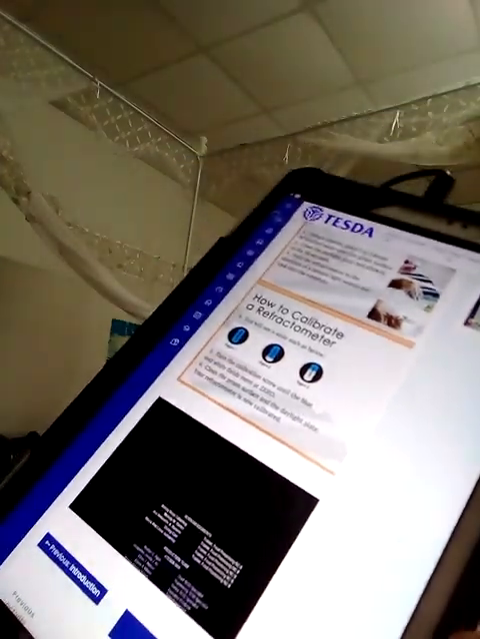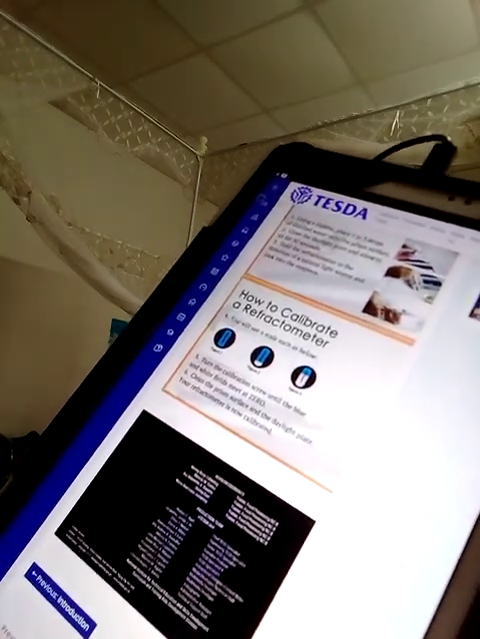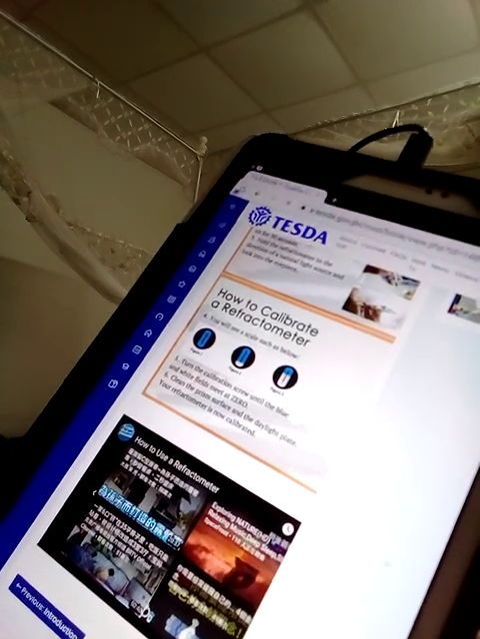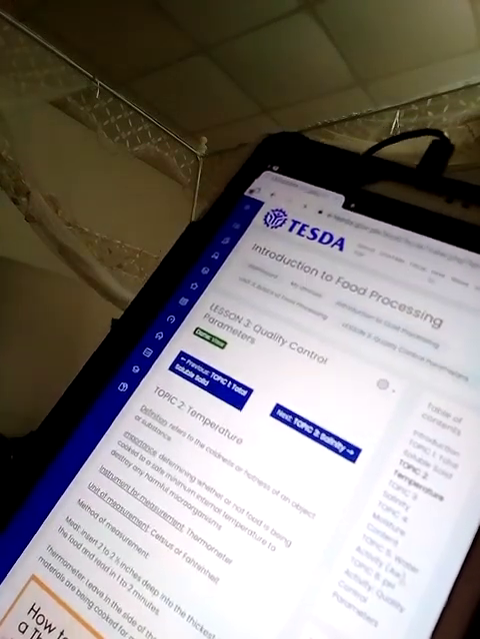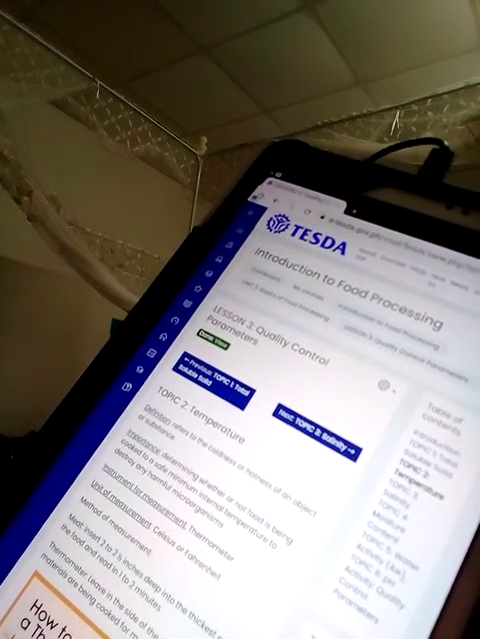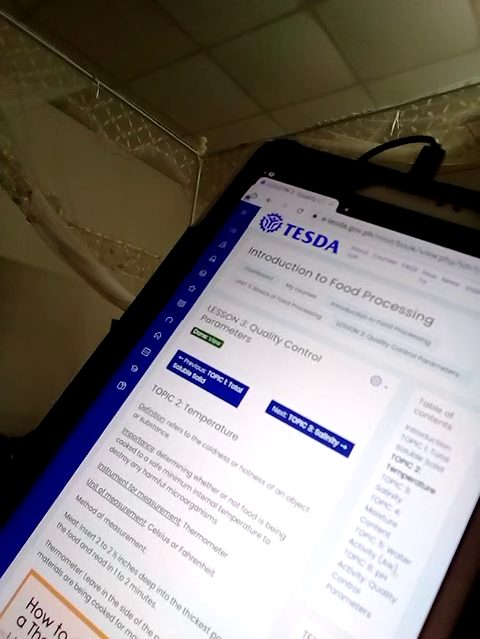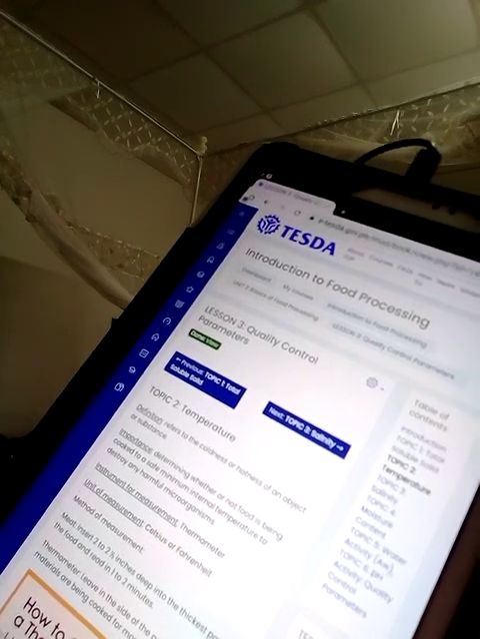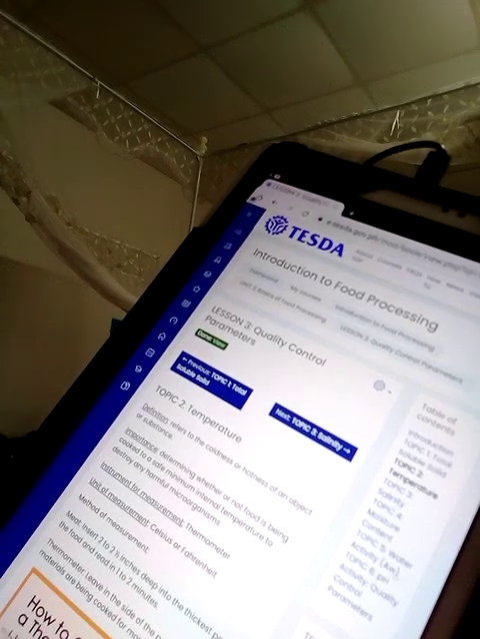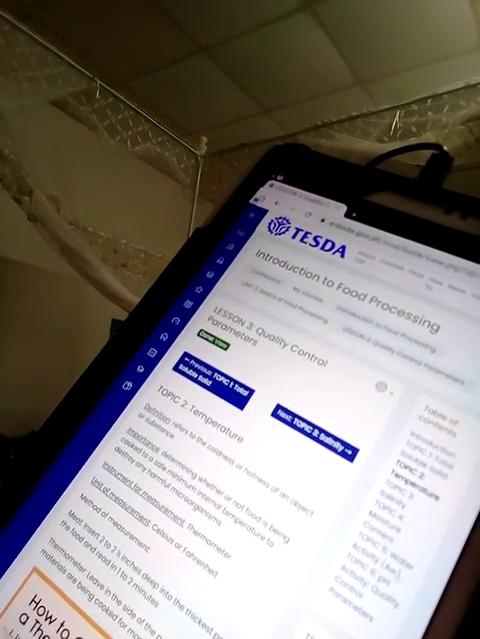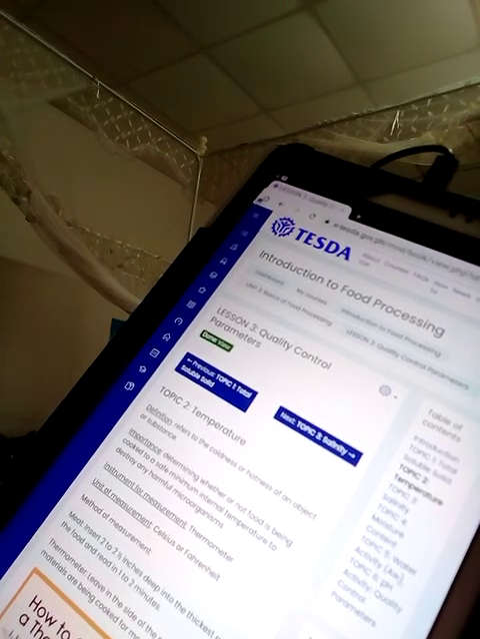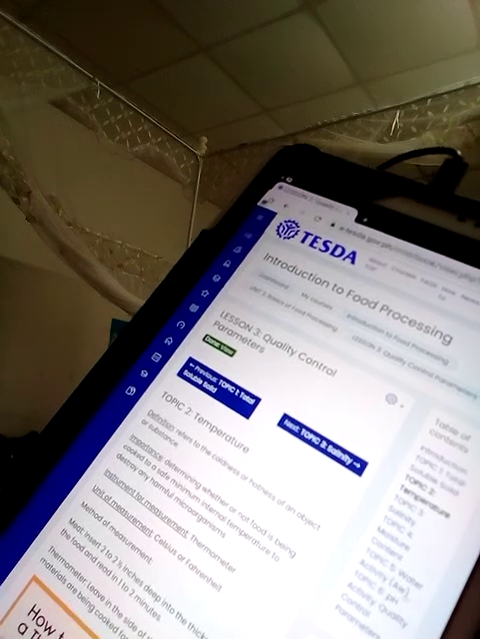So that is the video about calibrating a refractometer. We're going to topic 2, which is temperature. Definition: refers to the coldness or hotness of an object or substance. The importance is determining whether or not food is being cooked to a safe minimum internal temperature to destroy any harmful microorganism.